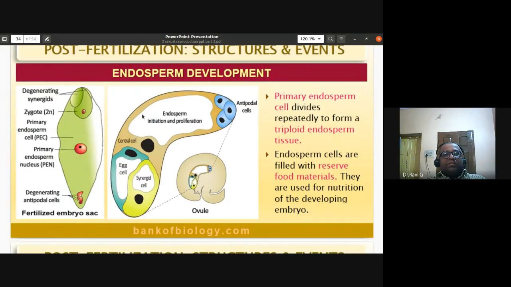Now, endosperm development: the primary endosperm cell divides repeatedly to form a triploid endosperm tissue. Endosperm cells are filled with reserve food materials. They are utilized by the developing embryo. This reserve food material formed from the primary endosperm cell is used for the development of the embryo.